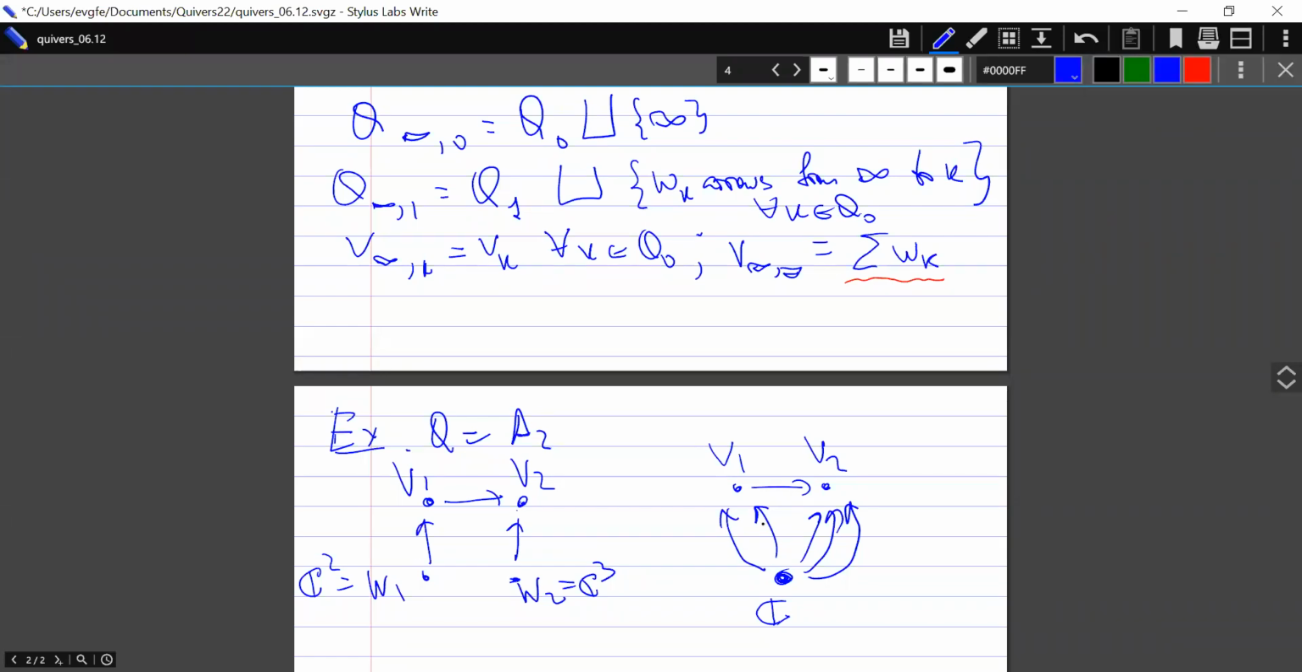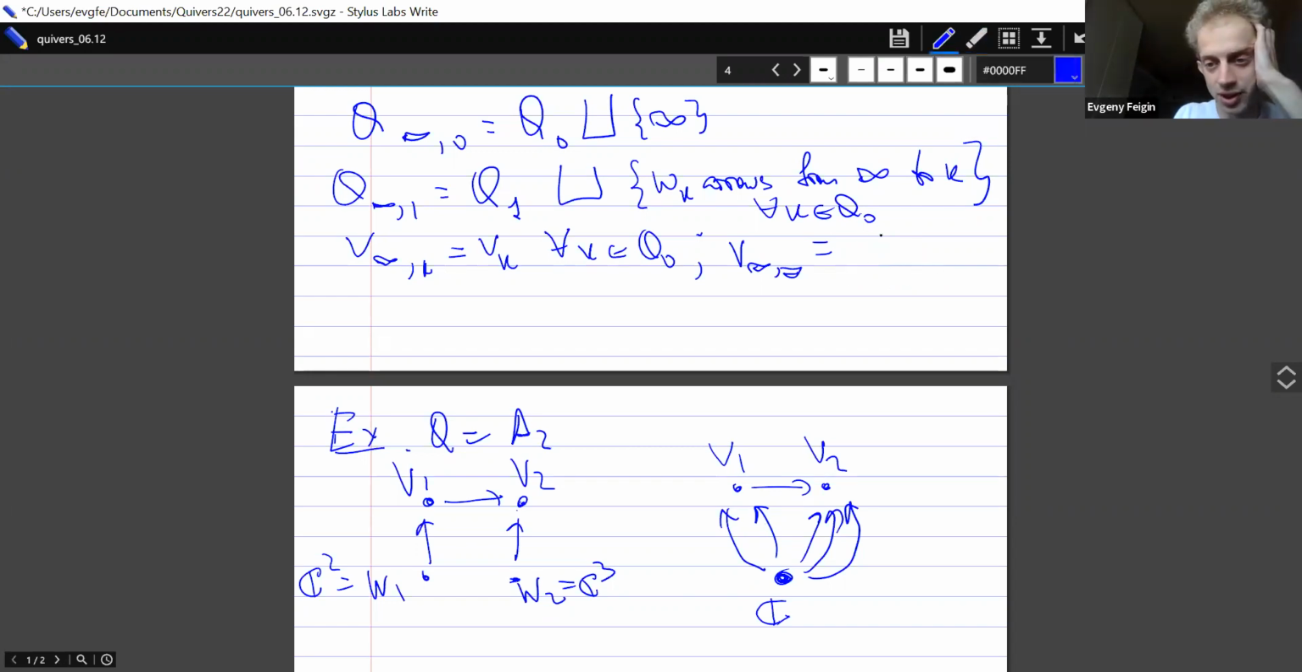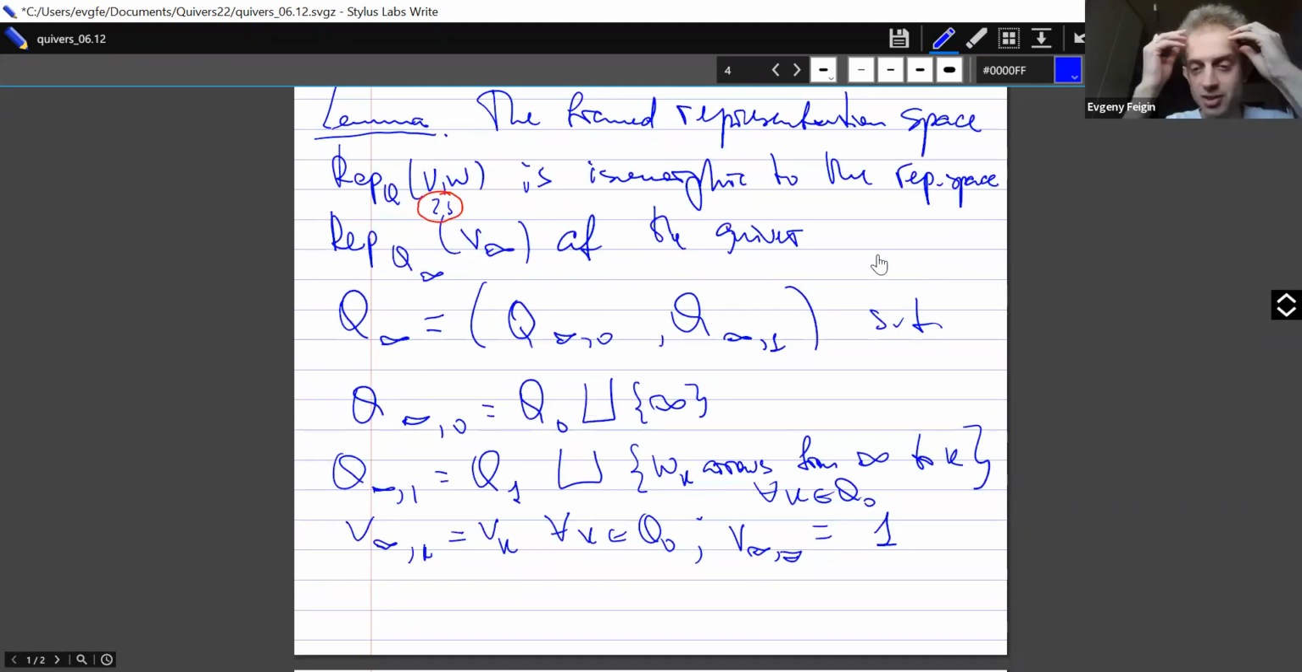Yes. So therefore, here we just put one. Okay. And actually now this lemma is kind of not a lemma, but rather an observation, because that's just the rephrasement of the definition.